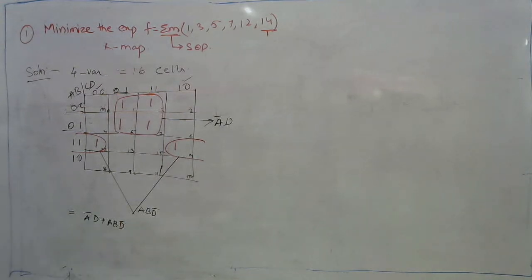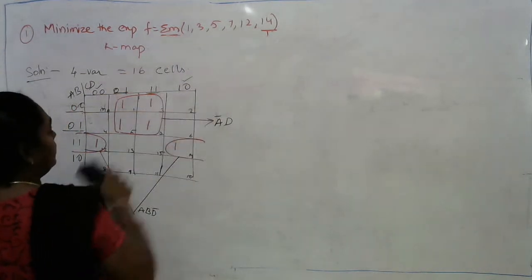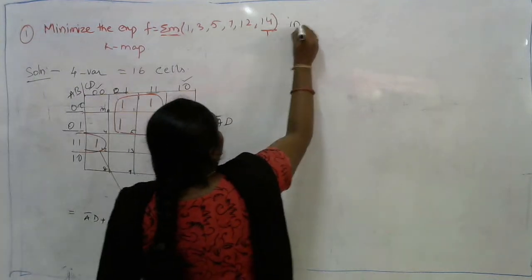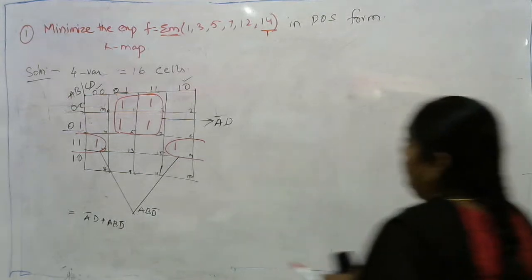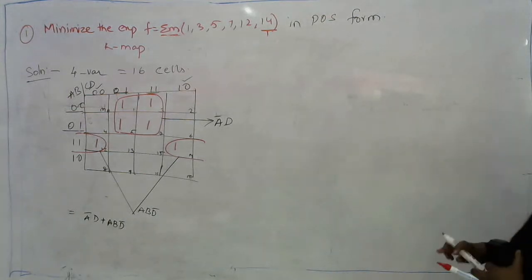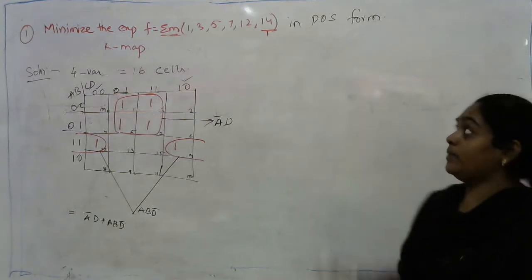So this is how to simplify the given expression in the SOP form. Now let me take the same example, but this time simplify it by using a K-map in POS form. The question is, minimize the expression sigma m 1, 3, 5, 7, 12 and 14 in POS form. If you remember, as I discussed in the previous session, the terms which are there in the SOP in the question, the opposite will be the POS.